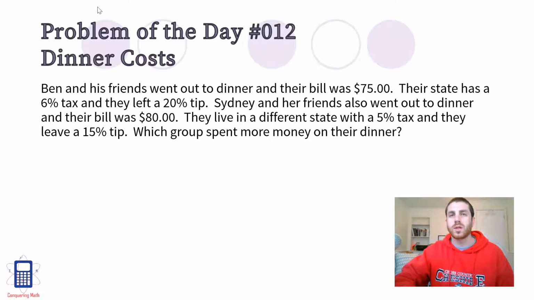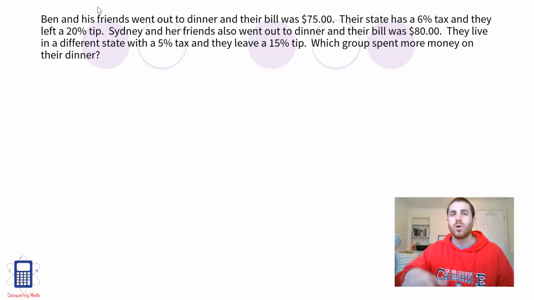You can solve this problem in a couple of different ways. One of the ways to solve it is to find the tax, then find the tip, and then add that to the bill to get the total price. Another way to solve it is to find the total percent that they pay compared to the original bill and use that to find the total price. I'm going to use that method because it saves a little bit of time.